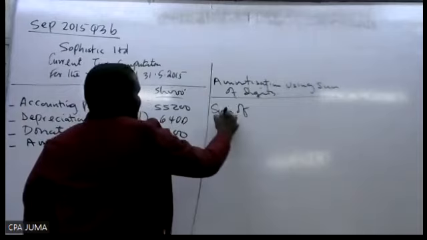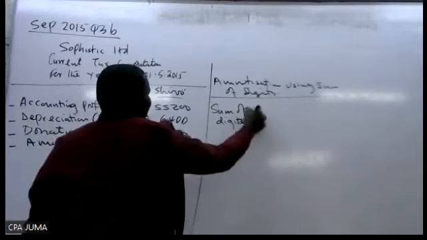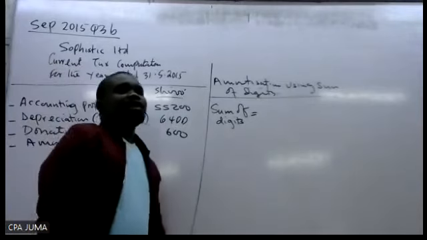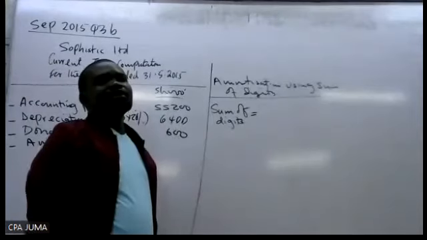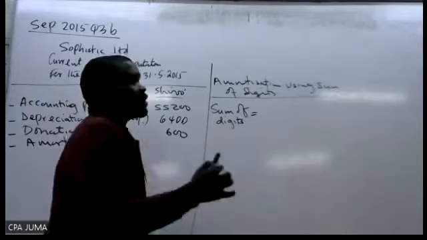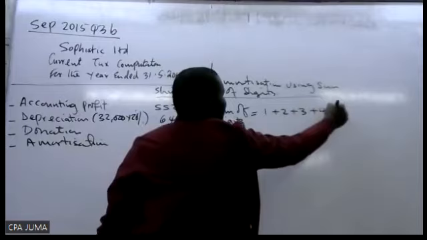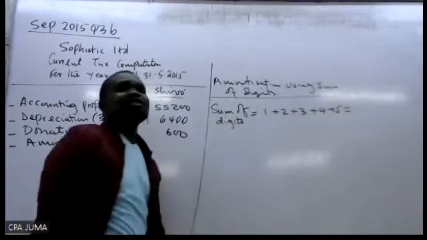Sum of digits. You check the useful life. Useful life is how many years? 5. So you add year 1 plus year 2 plus year 3 plus year 4 plus year 5. That is the sum of digits.